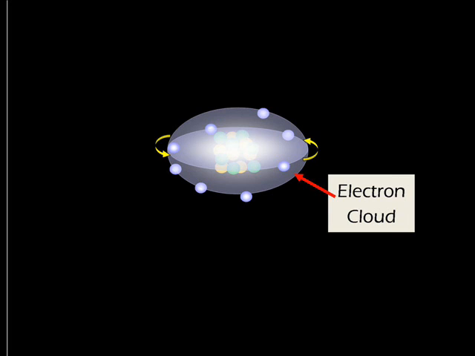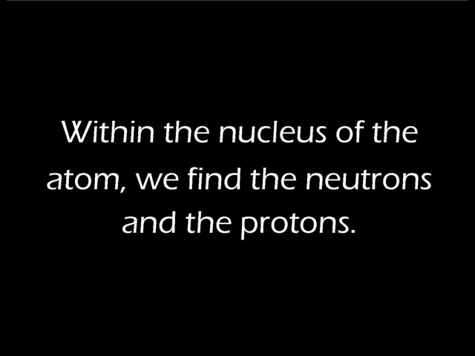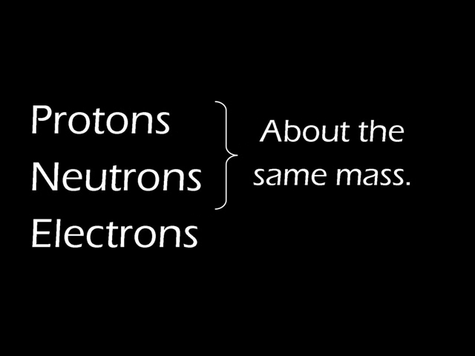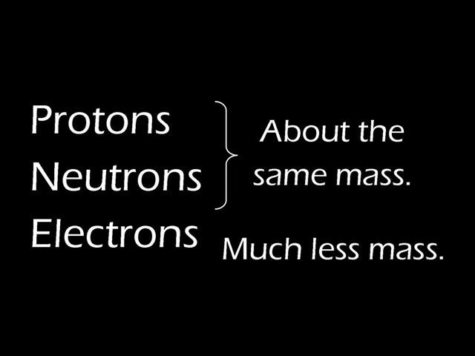We said that within the nucleus you would find two of the subatomic particles, the protons and the neutrons. Although the neutrons and protons are extremely tiny particles, they make up most of the amount of mass of an atom. Now, mass is the amount of matter in an object. The electrons, on the other hand, make up only a tiny fraction of the mass of an atom.